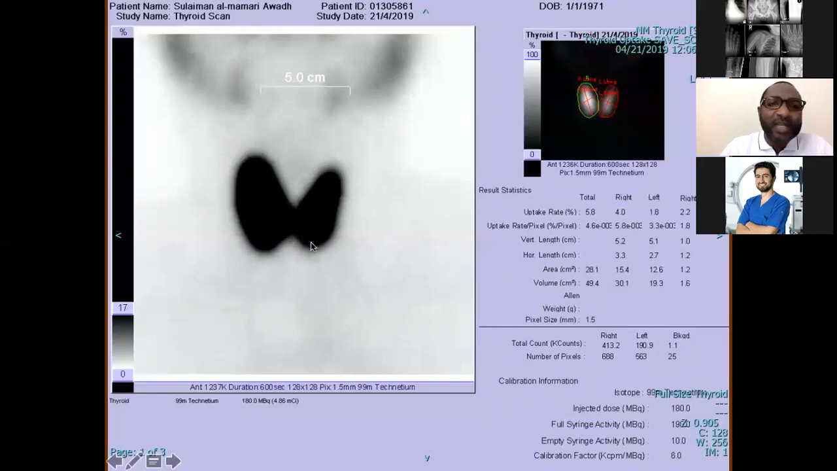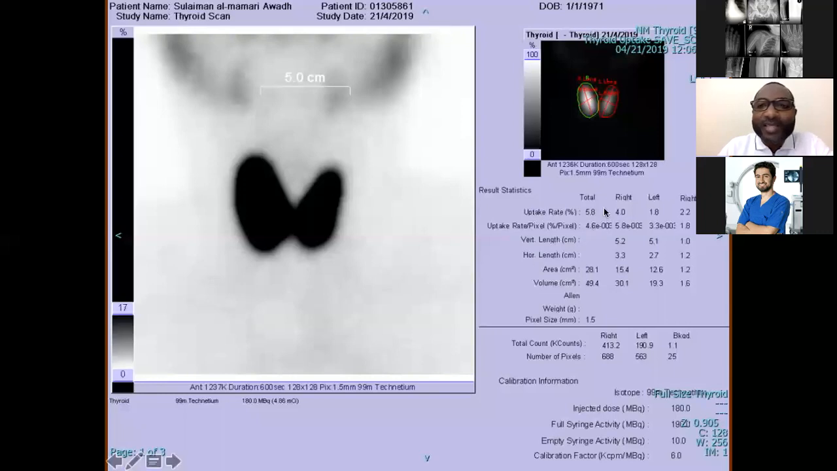intense, diffuse, increased uptake of the radiopharmaceutical in the thyroid. You cannot see any hot or cold nodule. The background is reduced and the percentage uptake is also increased. So this feature is consistent with Graves' disease.